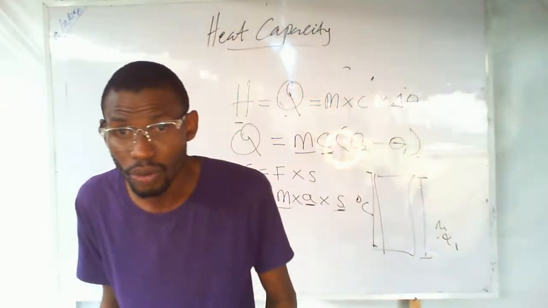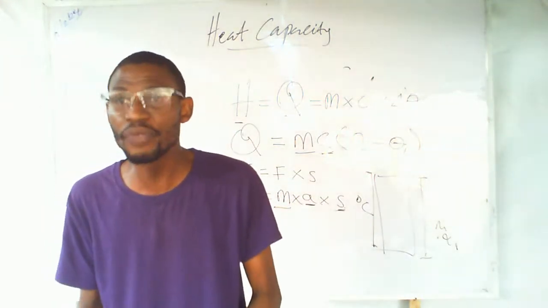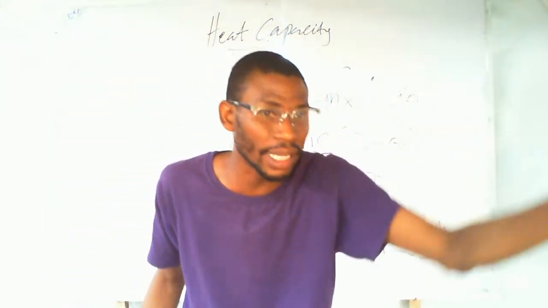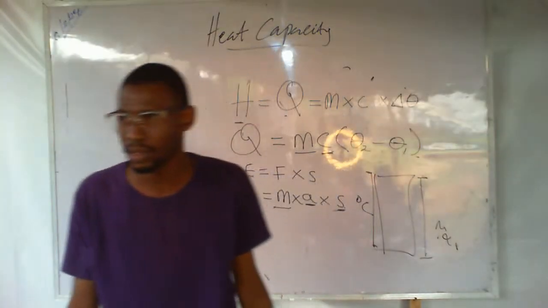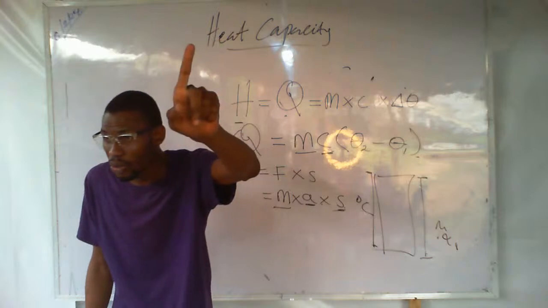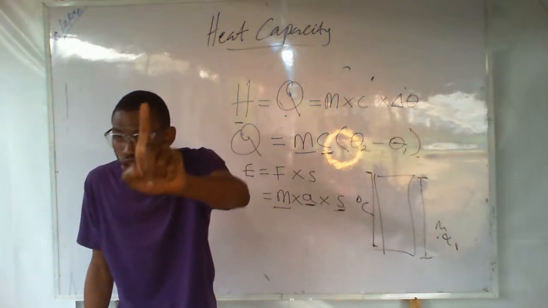Is it clear to you? So no definition, no formula in physics is accidental. There are reasons behind it. Is it clear to you? You don't understand?